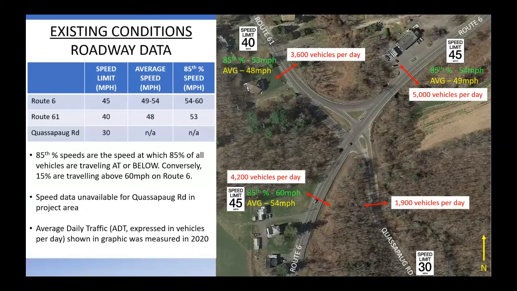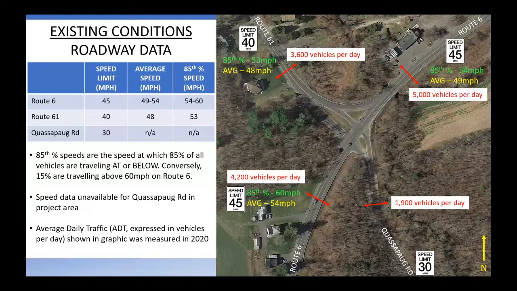Approximately 5,000 vehicles per day use Route 6 at this intersection. The speed limit along Route 6 is 45 miles per hour. Average speed of vehicles along this stretch of roadway is 49 to 54 miles per hour, and the 85th percentile speed is 54 to 60 miles per hour. 85th percentile speeds are the speed at which 85% of all vehicles are traveling at or below. Conversely, only 15% are traveling above 54 to 60 miles per hour along Route 6.